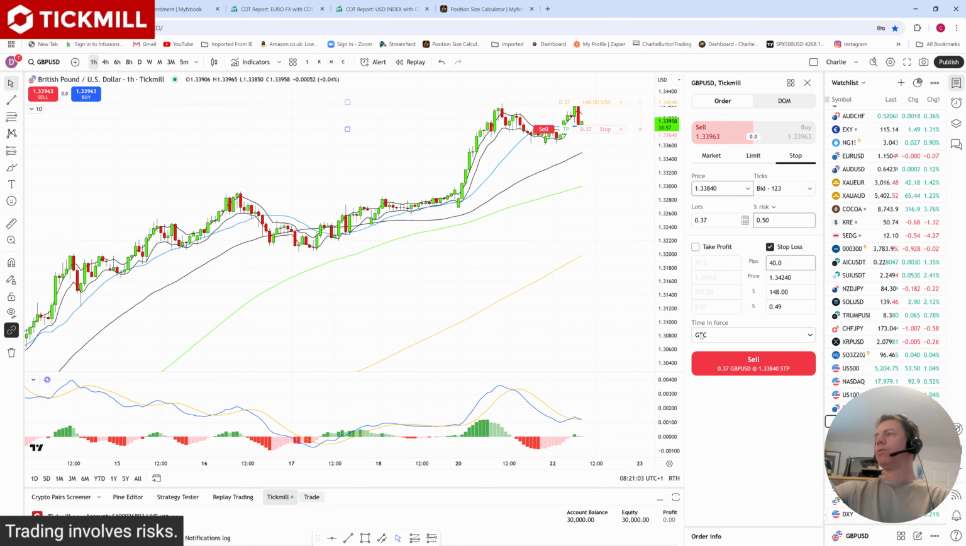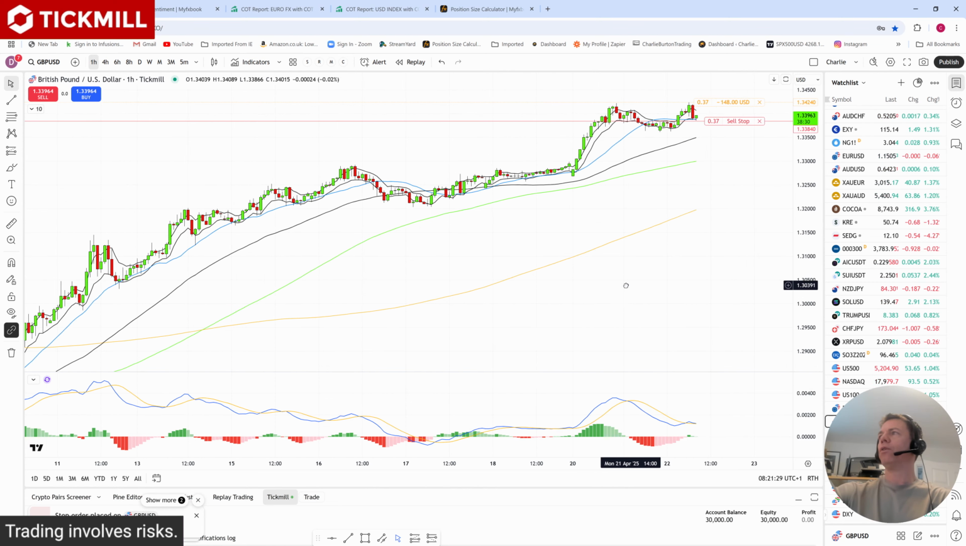Now this time in force, I'm only going to leave this here for this morning. We'll leave this as a day order, because this is really all about this pattern here. So if it just goes back up here this morning, there's no point in me being in it, of course, and I won't leave the order there. So let's just get that order done. Okay, so you can now see I've got that sell stop there on the chart.